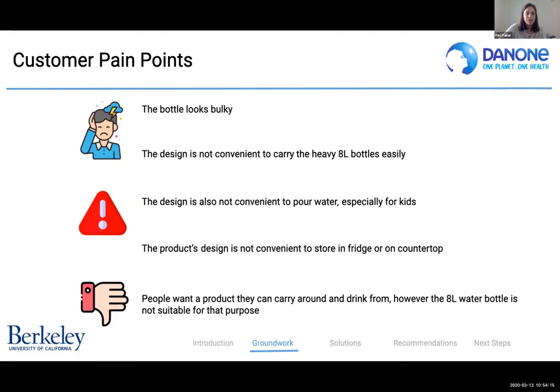And from these interviews, we had some customer pain points. These pain points are mostly focused on design. For example, the bottle being bulky and not the most convenient to carry or store, in addition to poor water flow. And lastly, people prefer a product that they can carry around with them and drink from. However, the current design is not suitable for this.